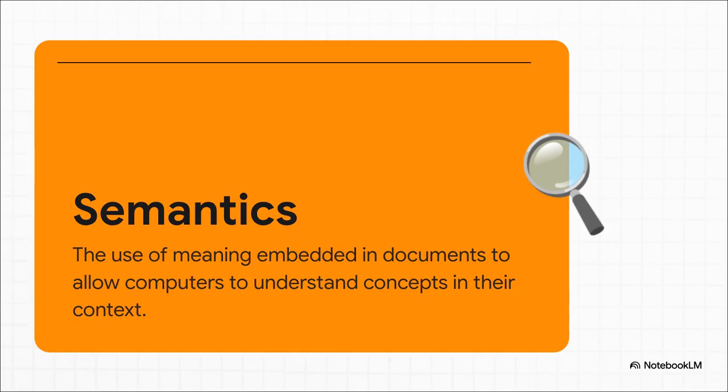So, what is this field called? It's semantics. And in the tech world, it's all about enabling computers to understand the meaning and context of information. Think of it as the science of teaching machines to connect the dots, to understand the relationships between ideas, the real context behind your search, and what you're truly trying to find. So let's dig into what that actually looks like.